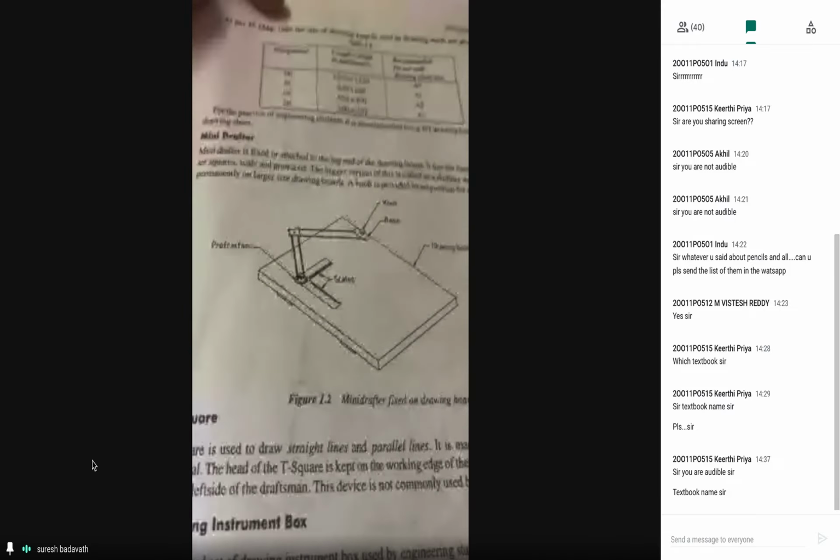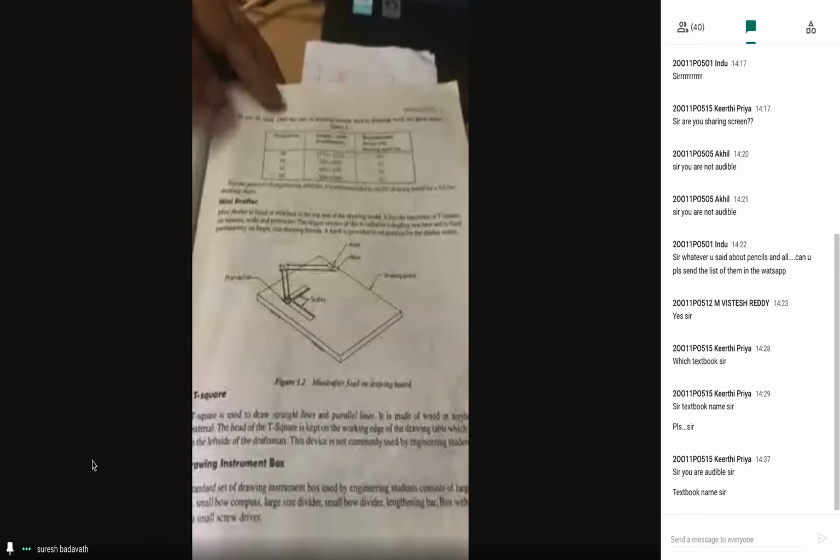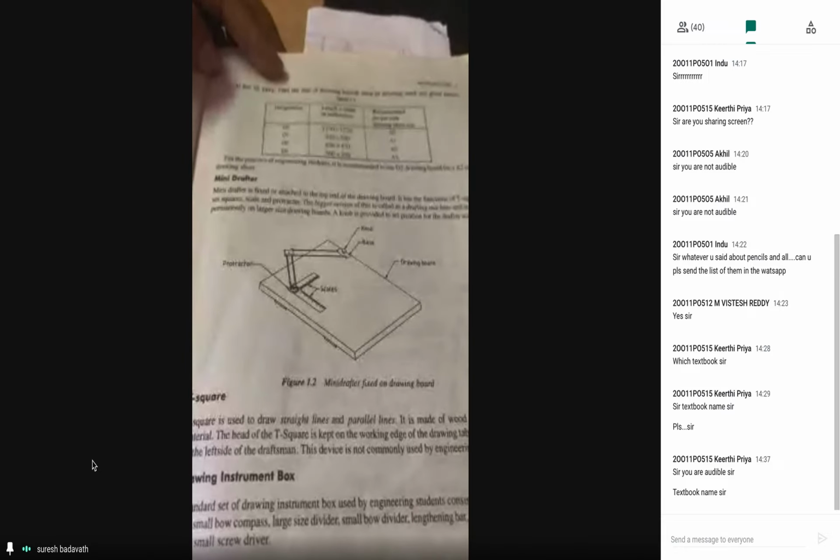See the different drawing boards. The mini drafter is fixed on or attached to the top end of the drawing board. This is one of the instruments of drawing, the mini drafter. The mini drafter can be used in different areas, and different drawing sheets can be used there. Okay, the tri square is used to draw straight lines and parallel lines.